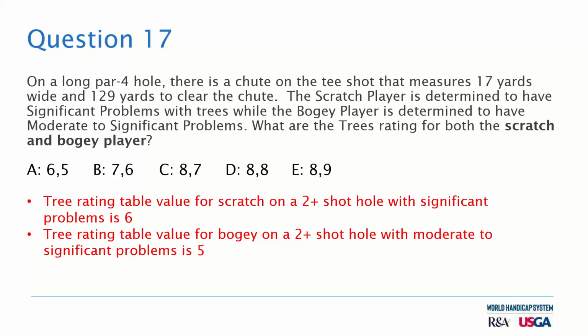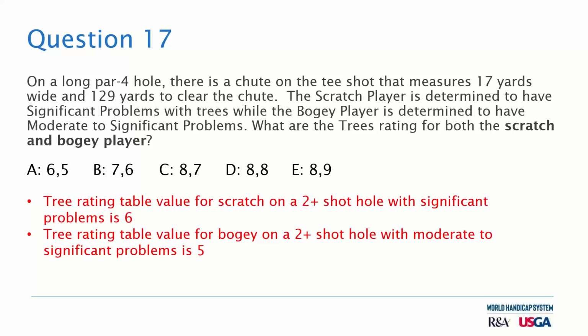Do we have any adjustments? Well, we do know at the beginning of the question, we've got a chute that's 17 yards wide and 129 yards to clear that chute. So if we go to the tee shot chute table and we go to the row that's 17 to 18, and we find the column that best measures that 129 or that falls in that range, we see that range is there is a +2.